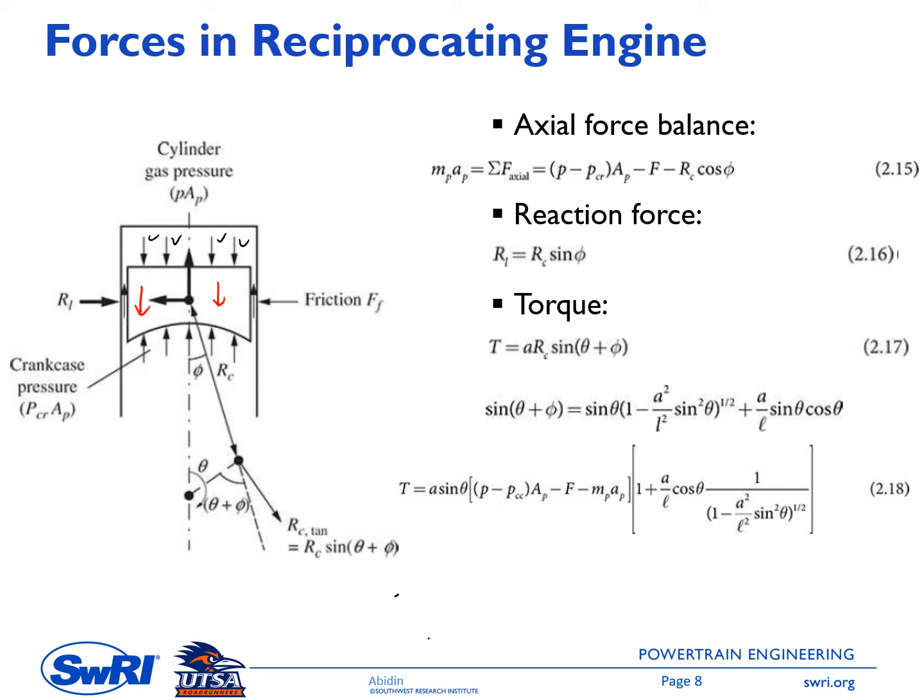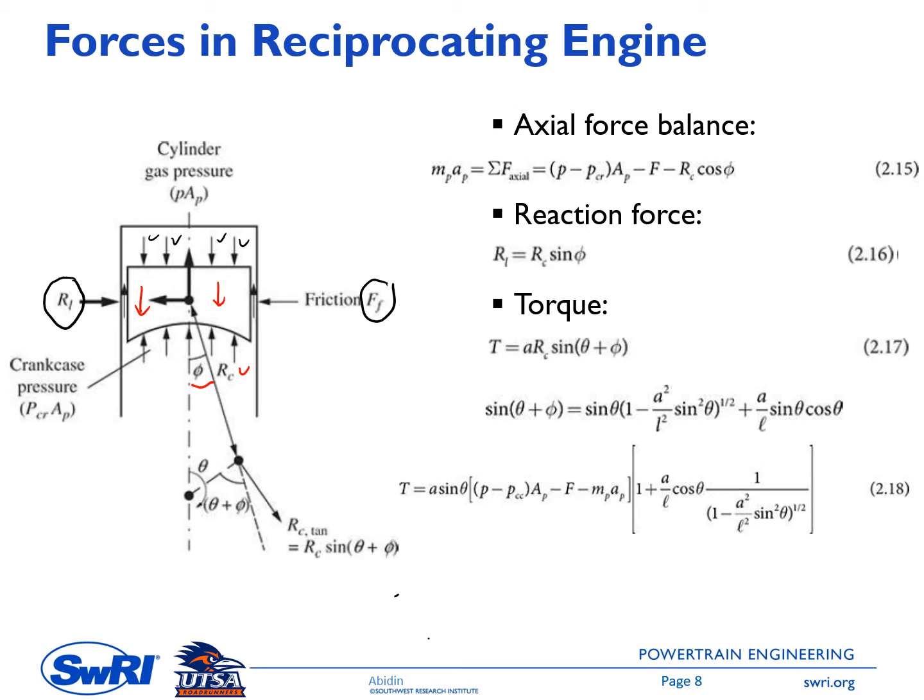The other force here is for sure friction. There is friction between the piston rings and the liner. Then we also have a reaction force from the liner, RL here. L, I believe, stands for lateral, so this is the horizontal force. And then we also have a reaction force from the connecting rod, so this is RC. The angle between the connecting rod and the vertical line here is phi.